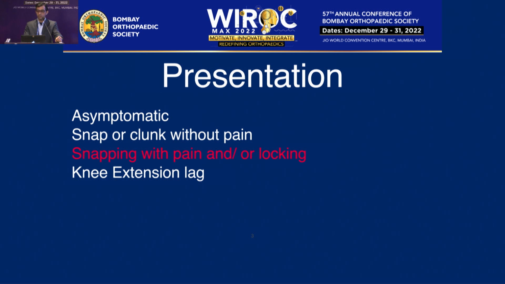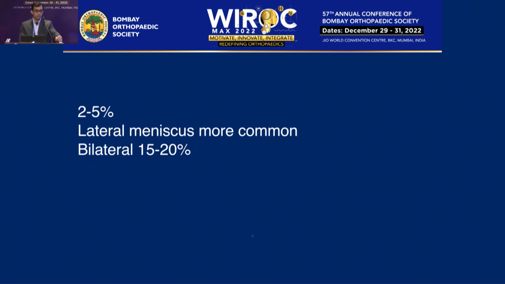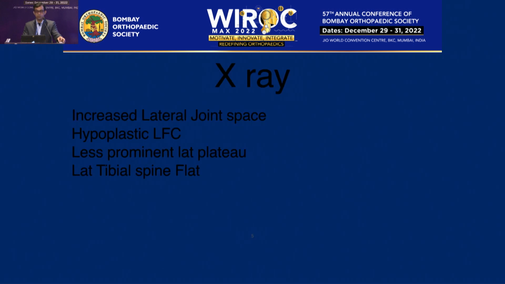Knee extensor lag can be there. Usually the incidence is around 2 to 5%. Lateral meniscus is more commonly involved, and always look for the other knee because 15 to 20% of the patients are bilateral. So what do we see on X-ray of these patients?